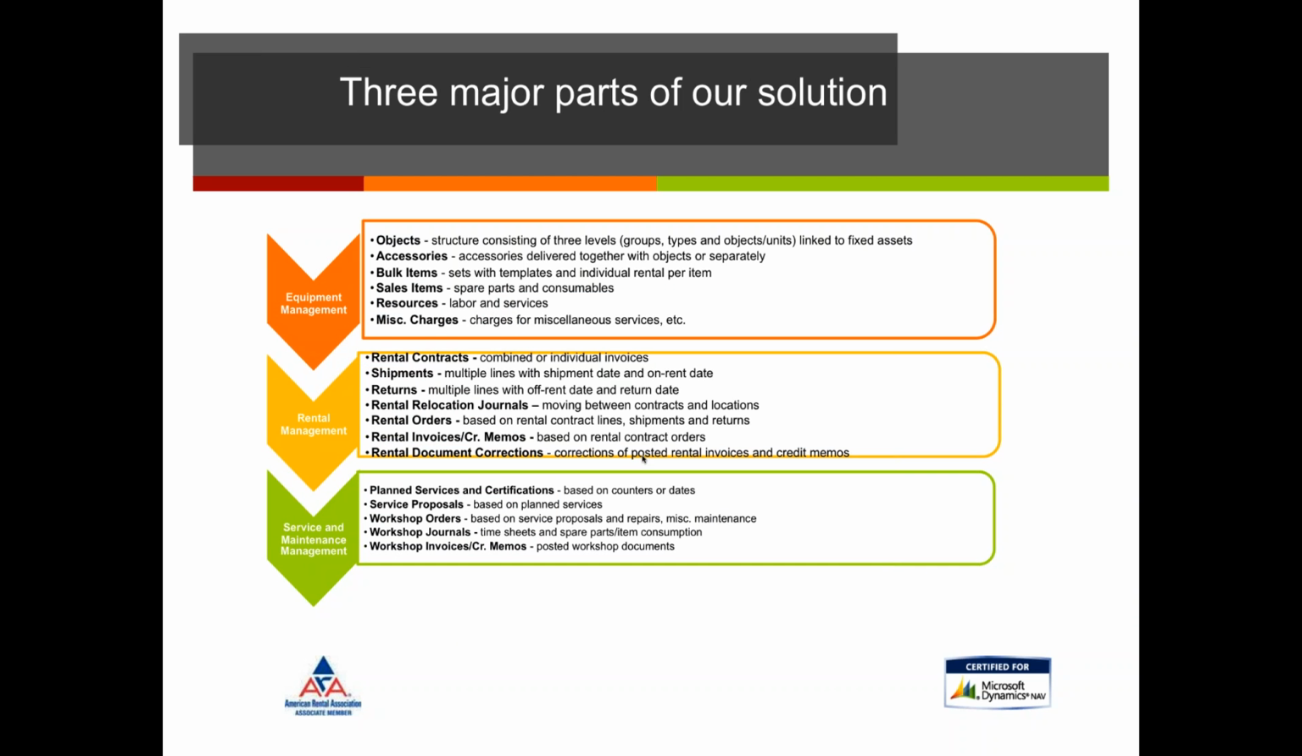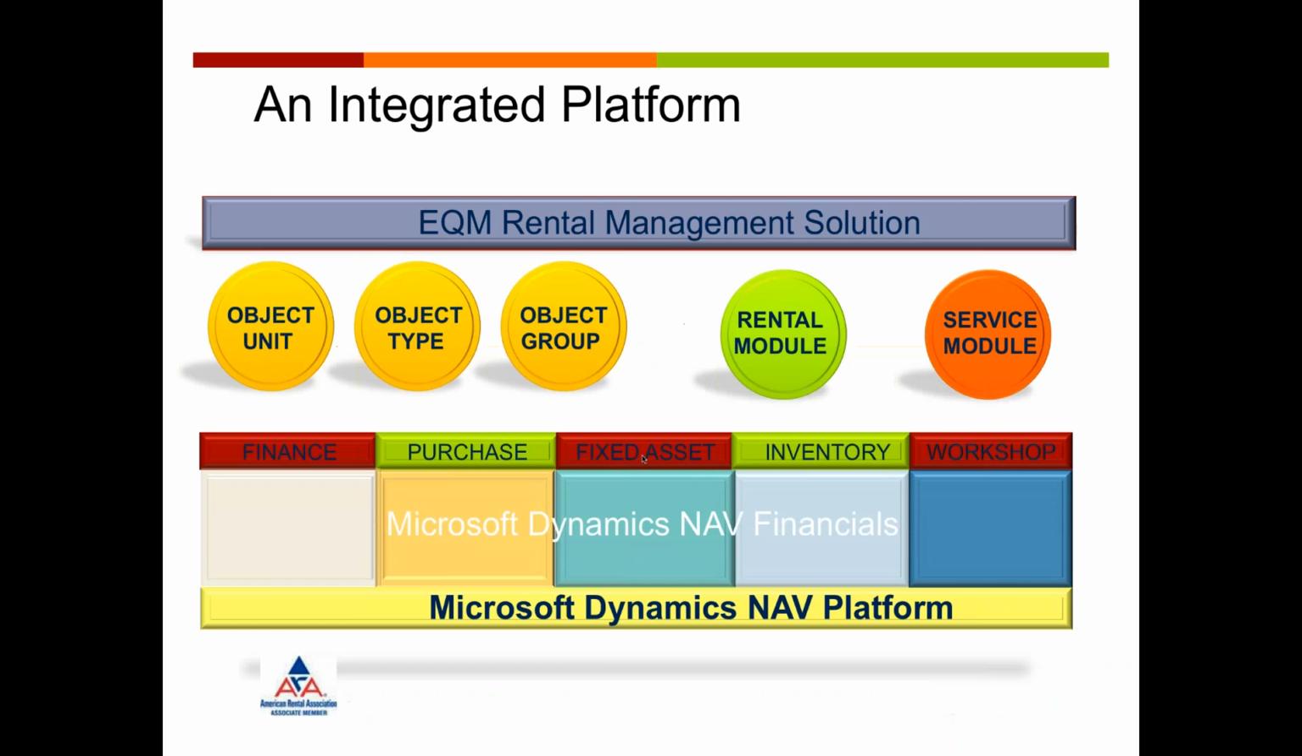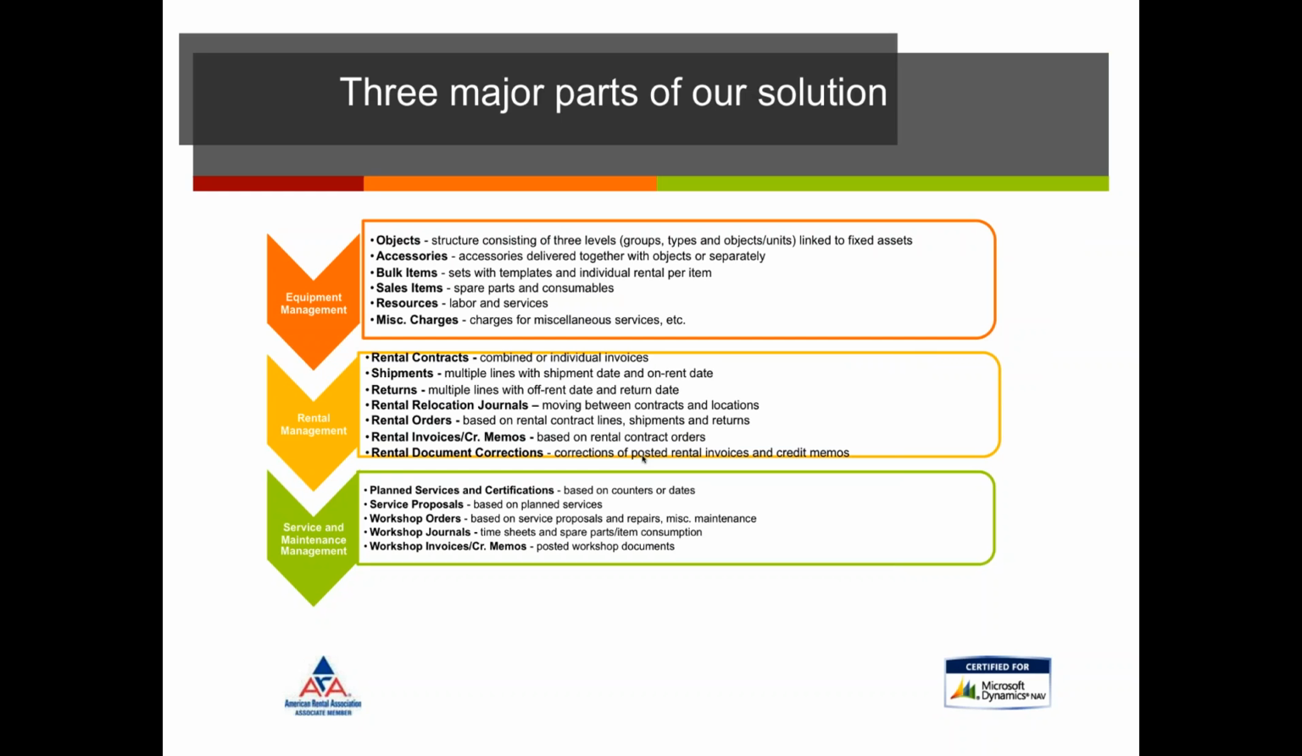So the solution is composed of 3 major parts. I'm not going to read through all of these. 3 major parts: equipment management, rental management, and service maintenance management. And through any of these, of course, in the rental management, you can also sell. So it's not just being able to rent, but you can also sell an asset and equipment. You can see there's 3 major components to our solution.